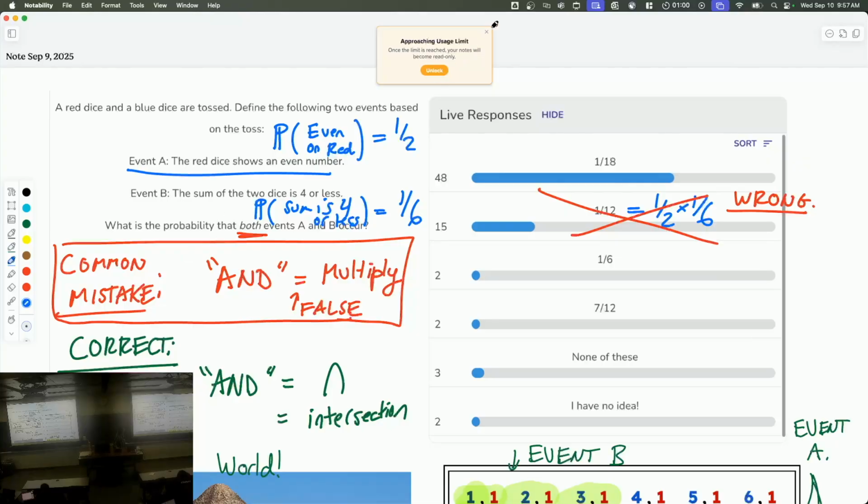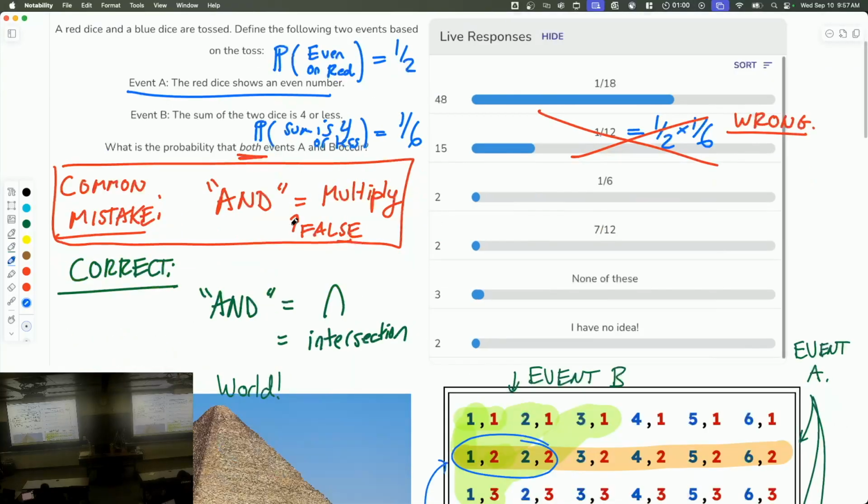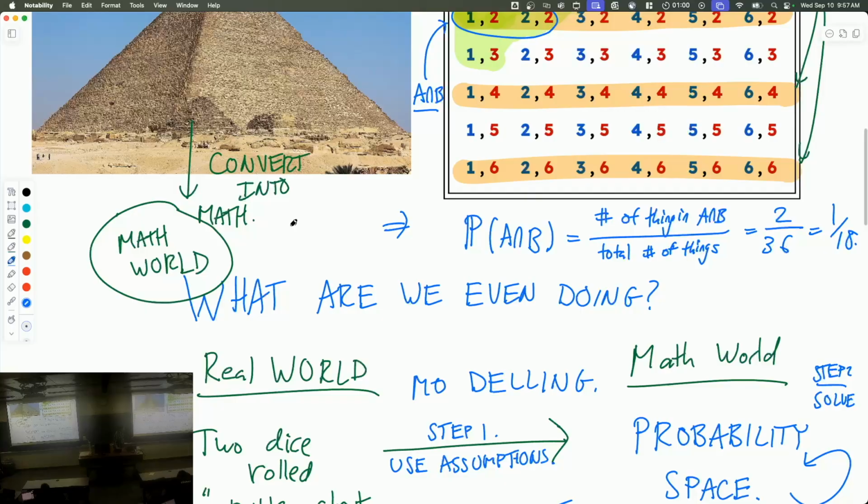Oh, I'm approaching my usage limit. Good to know. OK. Yeah, that's great. Great question. Any other questions or comments?